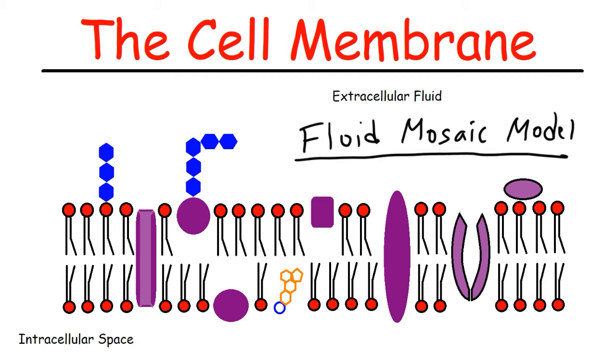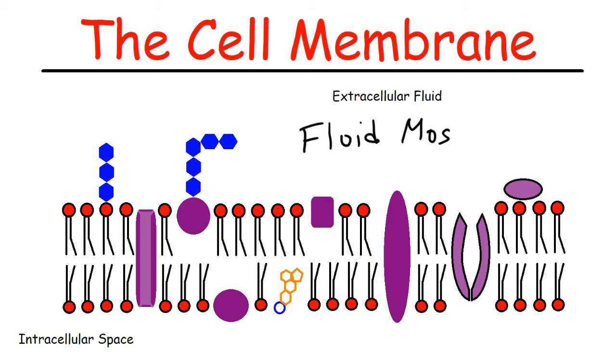It tells us that the membrane is fluid, which means that the phospholipids are free to move in any direction in this membrane. Even the proteins highlighted in purple are also fluid. They can move about in this membrane as well. The word mosaic tells us that this picture is composed of many different parts. The membrane is composed of phospholipids, proteins, glycoproteins, glycolipids, cholesterol, and things like that. So there are many different parts that make up the cell membrane.